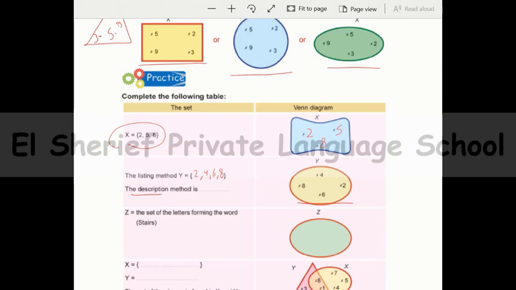We need the description method here. This is a set of even numbers between 0 and 10, and complete by the same.